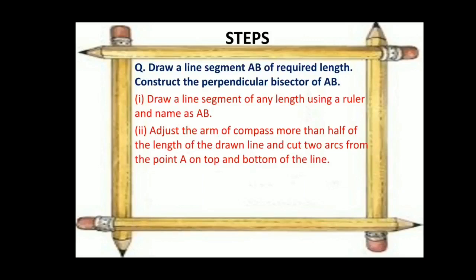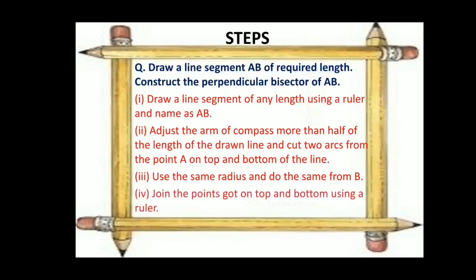You have to draw 2 arcs on top and bottom of the line, and use the same radius and do the same from B. So don't change the radius, just take the compass and place it on B, and again draw 2 arcs on top and bottom, or you can say cut the previously drawn arcs on top and bottom, so that you will get 2 points on top and bottom of the line, and join the points using a ruler. So that joined line will be the perpendicular bisector. I hope you understood the concept. If you are not clear, again watch the video of this drawing session.